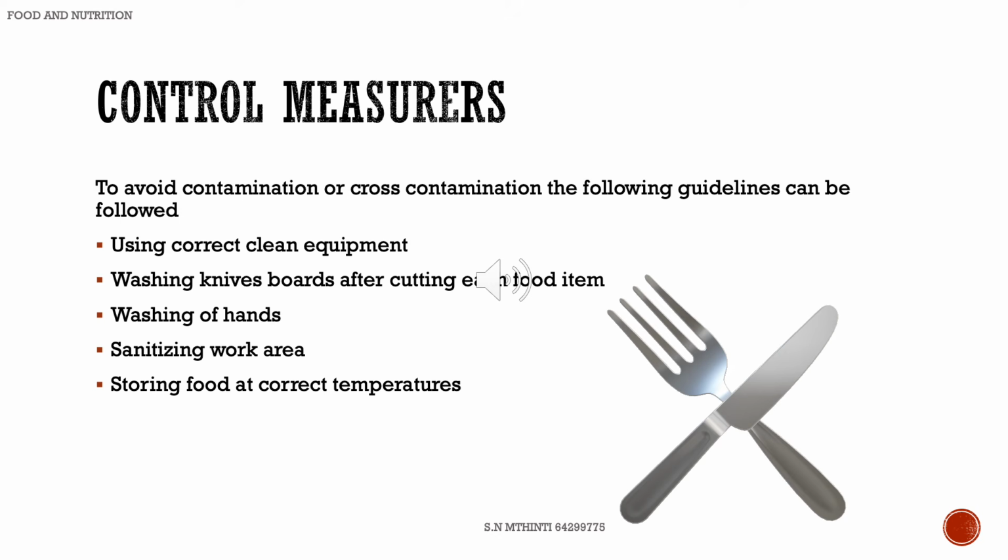When you enter the kitchen or when you're touching food, wash your hands and wash the food item. Sanitize the tables where you're going to be working, because bacteria is present everywhere. And store food at the correct temperatures. For example, perishable food needs to be stored in the fridge, and the fridge temperature needs to be from 0 to 5 degrees Celsius.